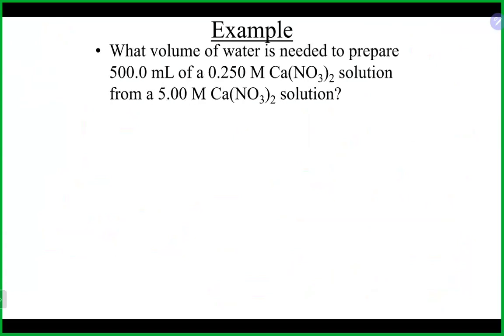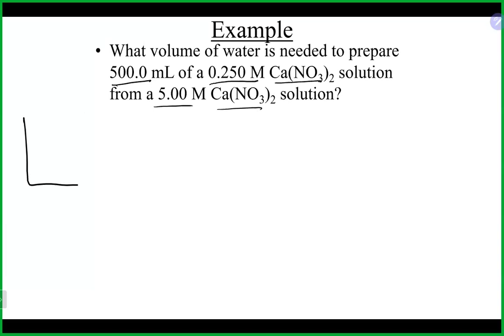All right, so I think we did one dilution problem, so let's take a look at another one here. So why don't you take a moment? What is the volume of water that's needed to prepare 500 milliliters of a 0.25 molar calcium nitrate solution? Okay, let's take a look. So once again, as I mentioned before, we want to make a 500 milliliter 0.25 molar solution of calcium nitrate from a 5 molar calcium nitrate solution. So they're both calcium nitrates. So there's no reaction or anything happening. This is just a dilution.